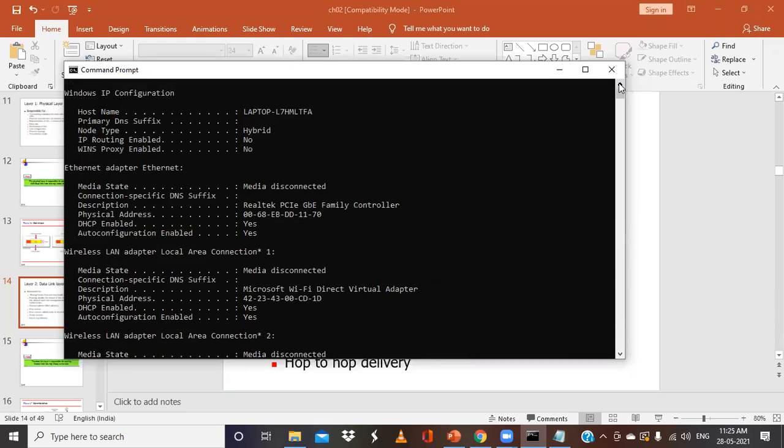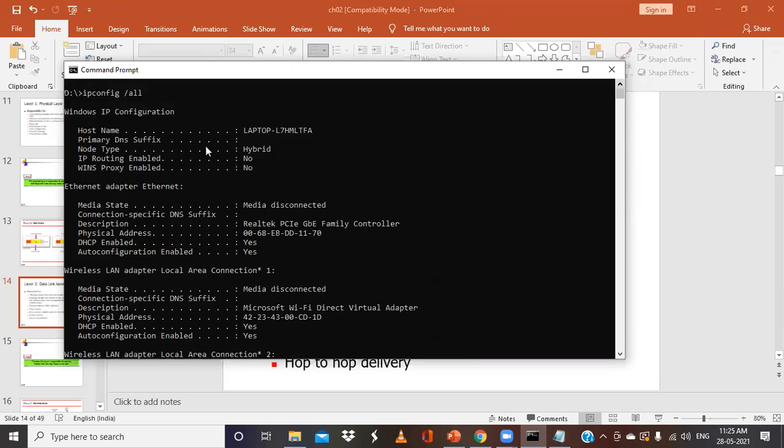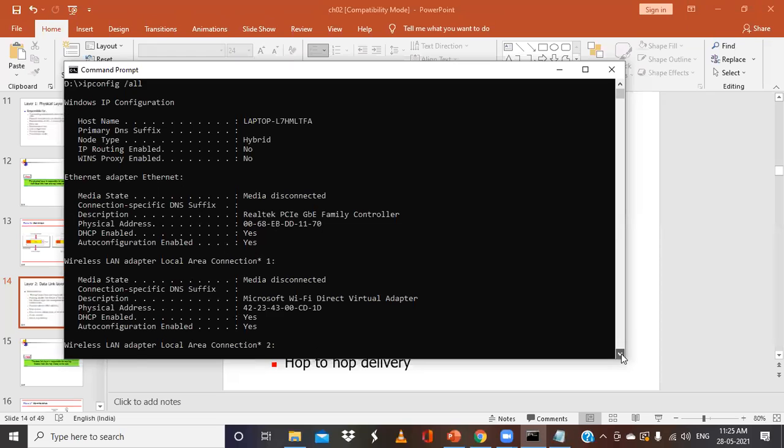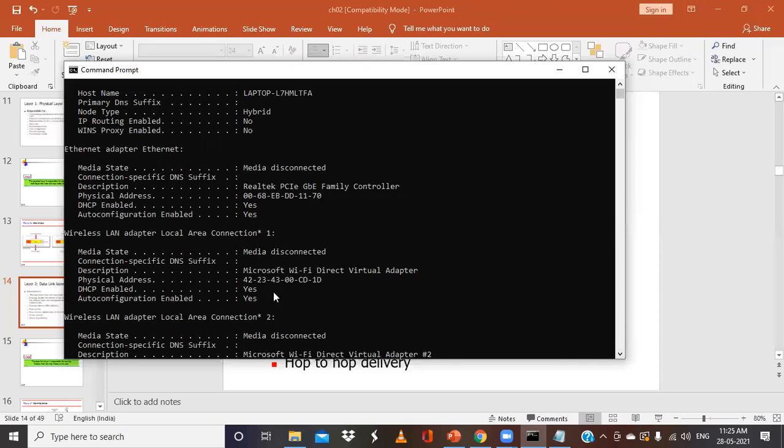Here you can see the Windows IP configuration. Here you can see the physical addresses. If you are attached to the Ethernet cable, this is the physical address. Similarly, for wireless LAN and other details, this is the physical address, and so on and so forth.